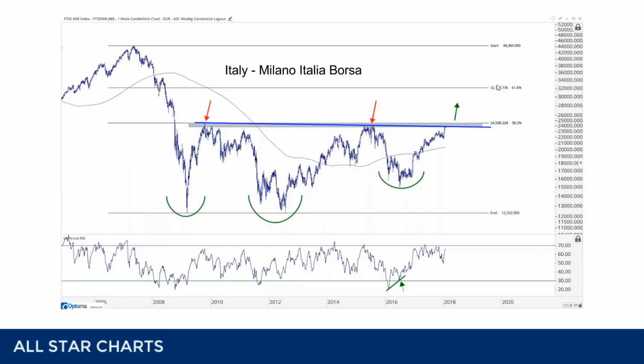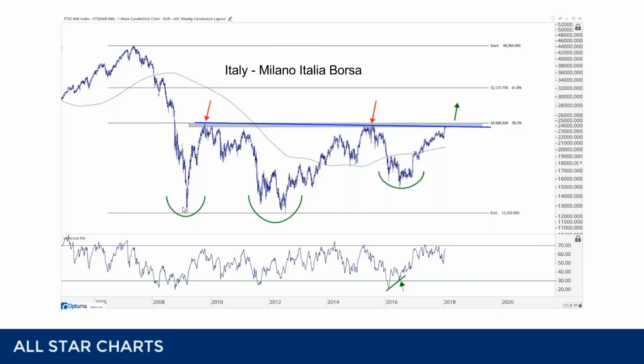So look, here's Italy, the Milano Borsa, and we are pushing up against that 24,500, 25,000 level. And man, the more times the level is tested, the higher the likelihood that it breaks. That's the way I learned it. We have a third straight bullish divergence in momentum. We were talking about momentum in my earlier presentation.